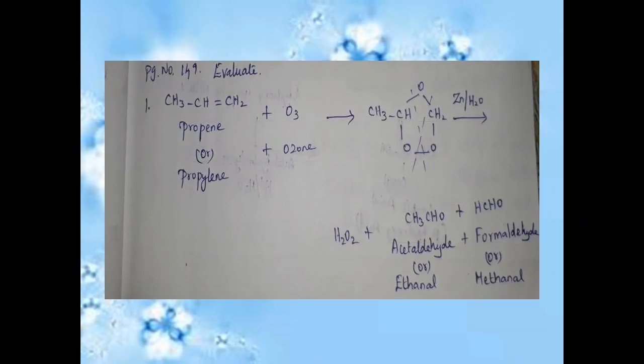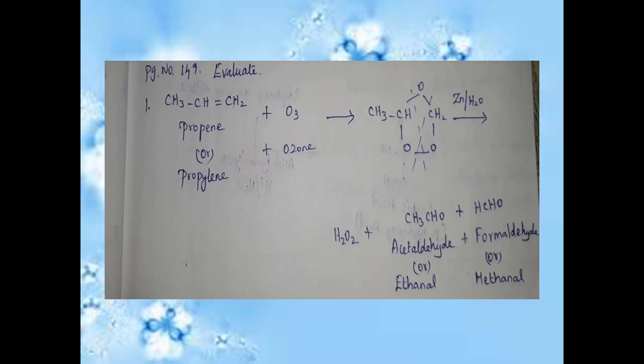It is given in your book, page number 149 in the old book, but in the new book page number 151. Propene is added with ozone. Ozone always cleaves the double bond, so the double bond is present between the first carbon and second carbon. That bond is cleaved, and the first carbon and second carbon get one oxygen each, and one more oxygen is shared by the first carbon and second carbon.